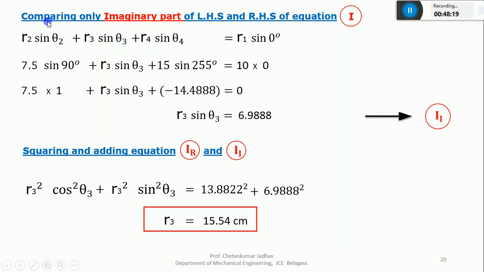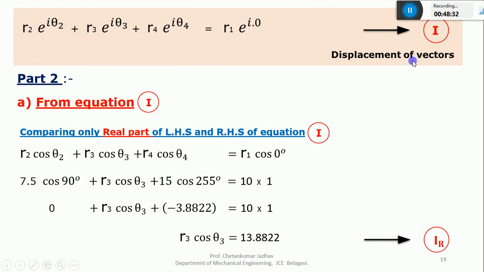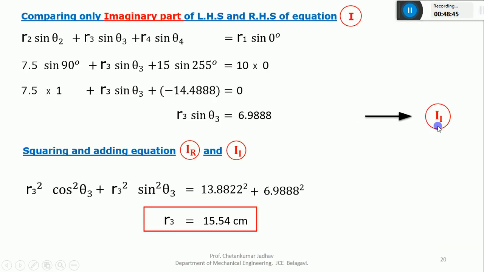So comparing the imaginary part of LHS and RHS of equation 1. Just remember you are solving only equation 1, not equation 2 and 3. Just forget about equations 2 and 3 and consider only the first equation. Compare the real part, you got this one, that is IR. And in the next slide, compare only the imaginary part of this first equation, you will get this one, II. The small i suffix indicates the imaginary part. Comparing only the imaginary part of LHS and RHS of the first equation, we got the same thing.